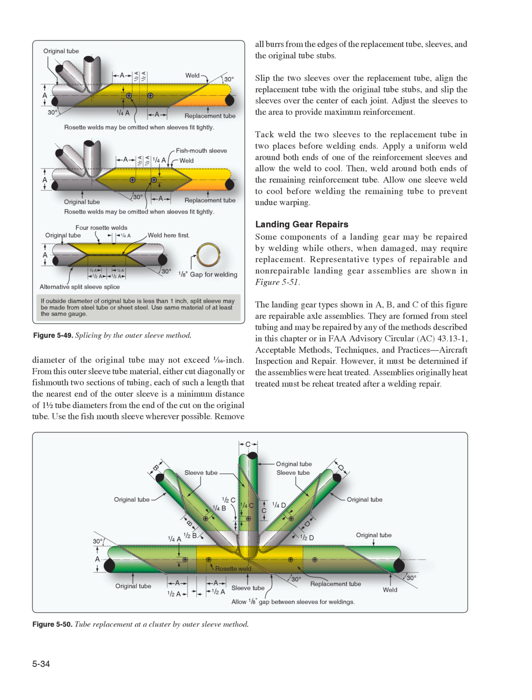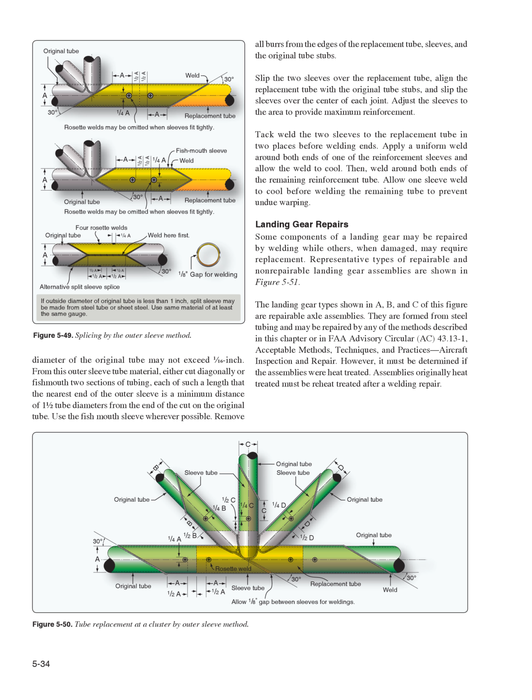Tack weld the two sleeves to the replacement tube in two places before welding ends. Apply a uniform weld around both ends of one of the reinforcement sleeves and allow the weld to cool. Then, weld around both ends of the remaining reinforcement tube. Allow one sleeve weld to cool before welding the remaining tube to prevent undue warping.